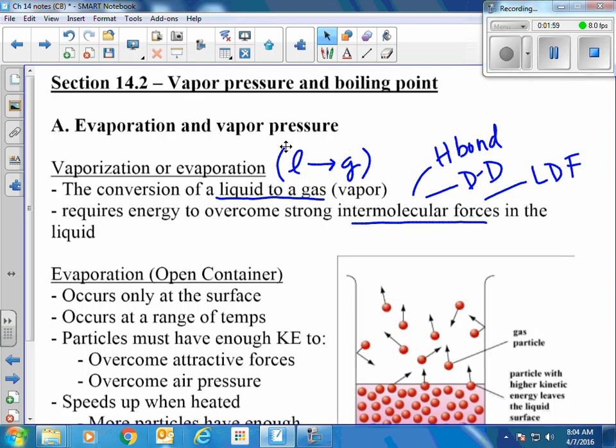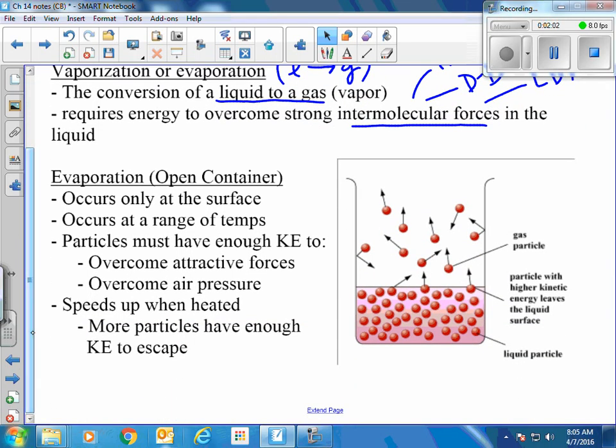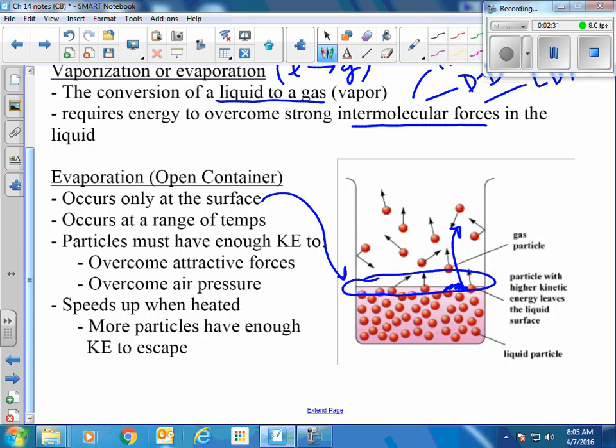Okay. All right, so we have evaporation in an open container. Occurs only at the surface. We talked about this already. Occurs at a range of temperatures. Particles must have enough kinetic energy, energy of movement. They have to overcome those attractive forces. The air pressure speeds up when heated. So I already did this demonstration for you. But again, we have to remember that this only happens at the surface. Okay, so at the surface, these molecules have to have a certain amount of kinetic energy in order to change their phase from a liquid to a gas. So we've talked about this one.